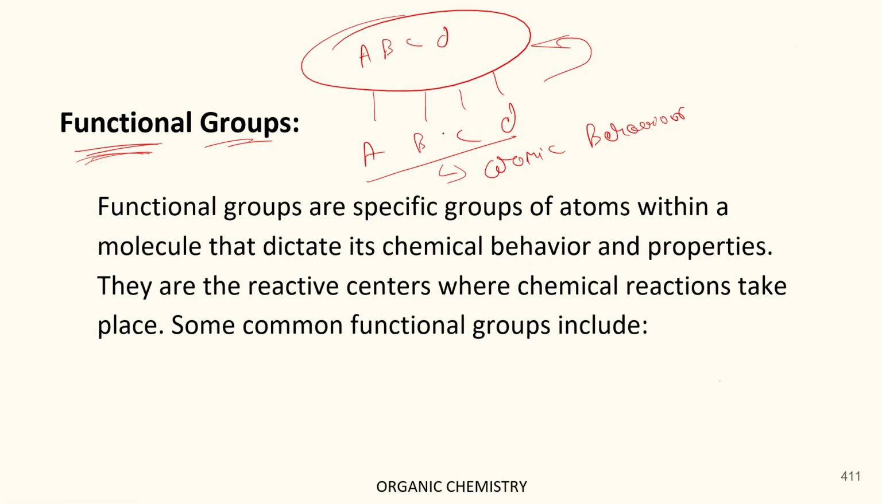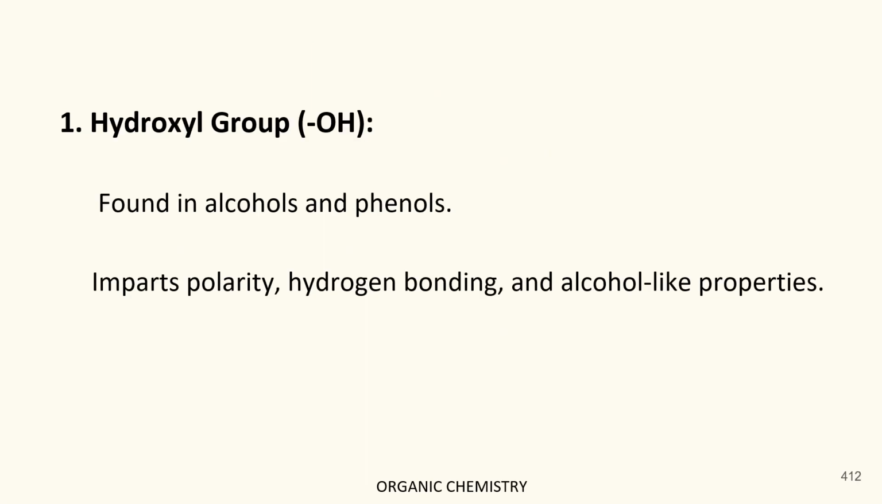Just take an example: if A, B, C, D are highly reactive, the molecule will be highly reactive. If A, B, C, D are moderately reactive, the molecule will be moderately reactive. If A, B, C, D are less reactive, then the molecule will be less reactive. Got it? So these are the reactive centers where the chemical reaction takes place. From the examination point of view, in this chapter you just need to learn the different names of the functional groups and some facts about them, which I have put in the slides for you.